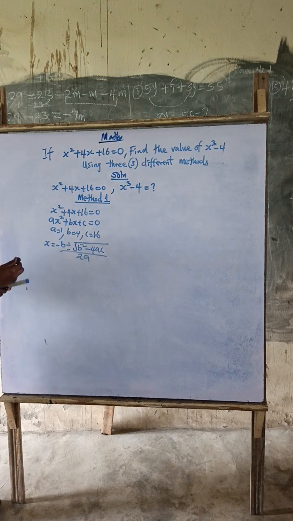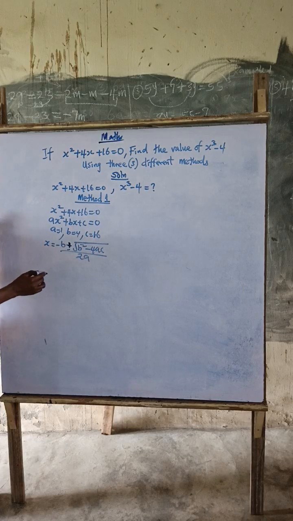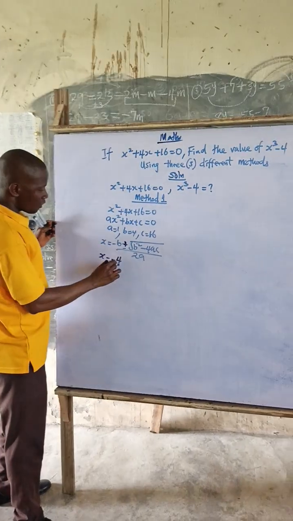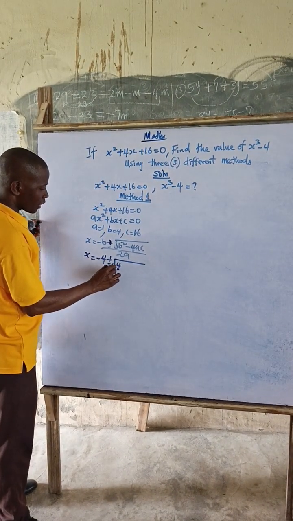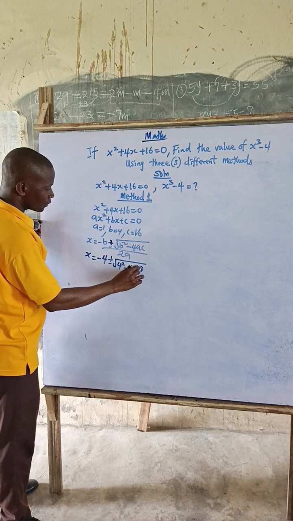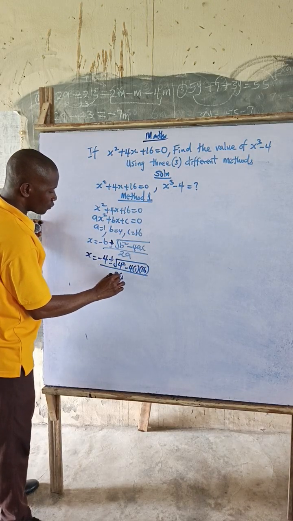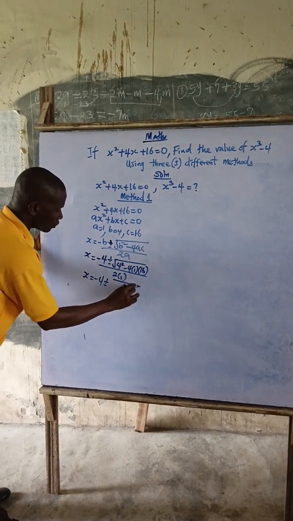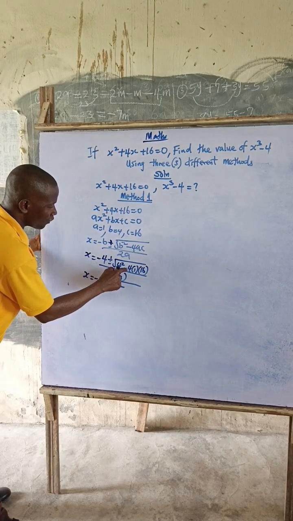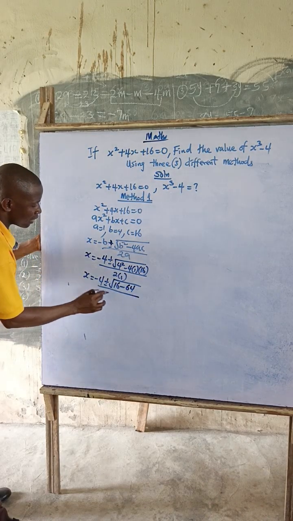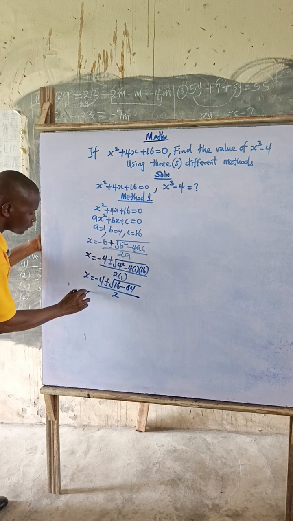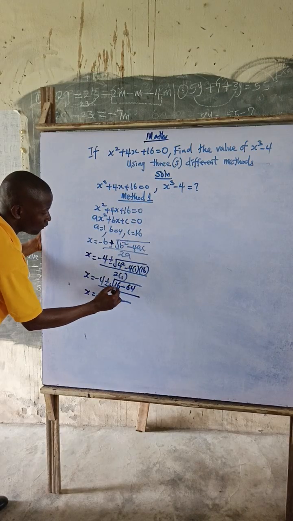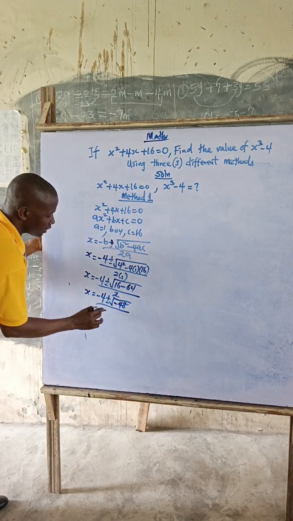So in this case, we are going to substitute. x equals minus 4 plus or minus square root of 4 squared minus 4ac, then divided by 2 times 1. Now we simplify. x equals minus 4 plus or minus square root of 16 minus 4 times 16, which gives us 64, divided by 2. When you take away 64 from 16, you are going to have minus 48, divided by 2.